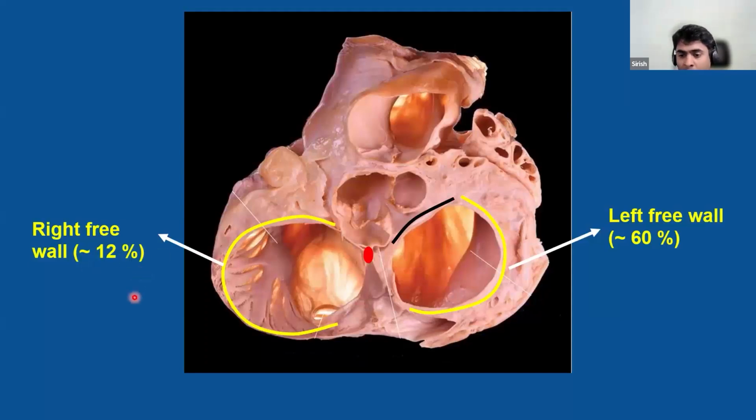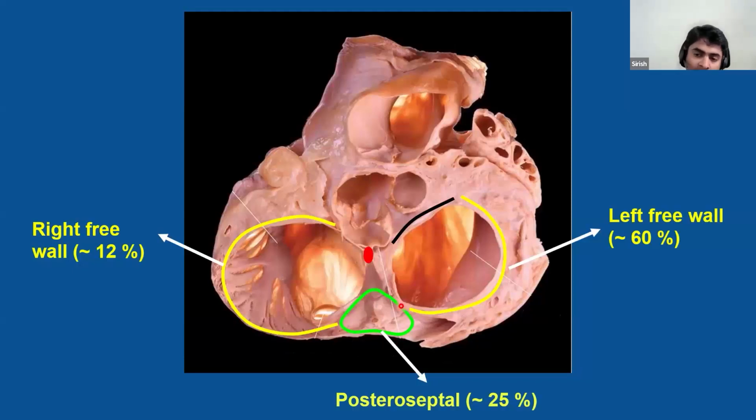These form about 10 to 12% of accessory pathways. The second most common site of accessory pathways is actually the posterior aspect of the septum, the so-called posteroseptal region, which to a purist is actually a misnomer, but we commonly use this term posteroseptal. This posteroseptal region is a complex region, which I will try to discuss in greater detail slightly later.